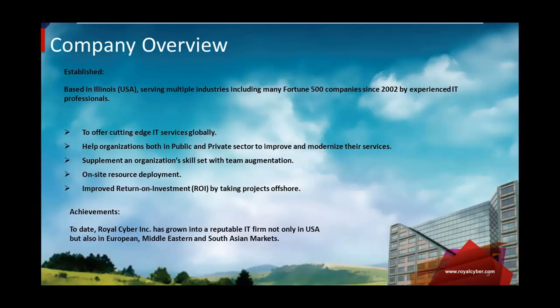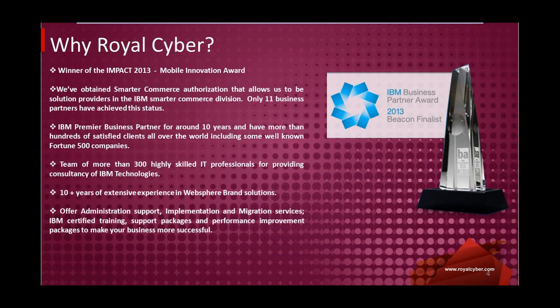So we are moving to the next slide, which is the company overview. Royal Sabre is basically a US-based company. We are providing cutting-edge services to most of the Fortune 500 companies we are working with, and we deal in both the public and private sector for providing our IT services. We have a very skilled set of people working with us, and the kind of solution we provide will give you a very good return on investment on the IT part.